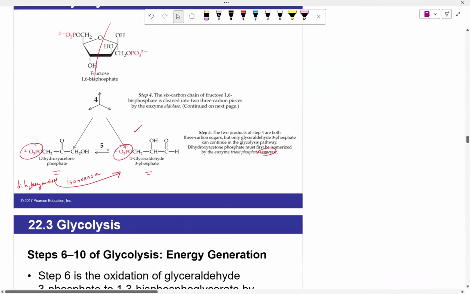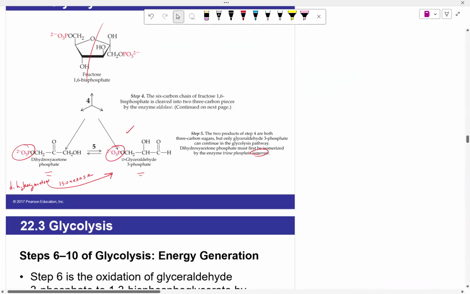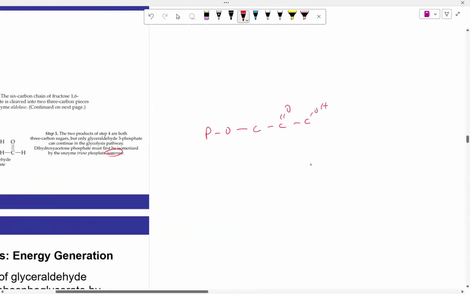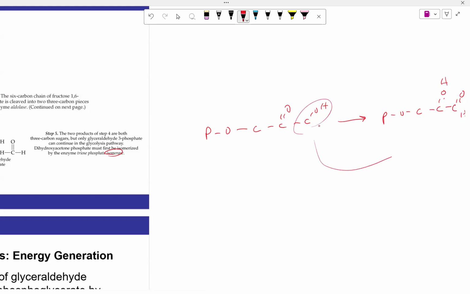Okay, so let's go over this once again here. They're missing a step here. Okay, so step 5 only works on this guy here. So basically, what we need to do is convert, in the bare sense, we want to make, so we're converting that hydroxyl group to the aldehyde.